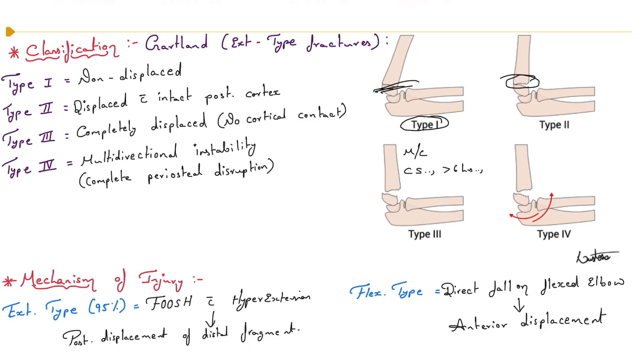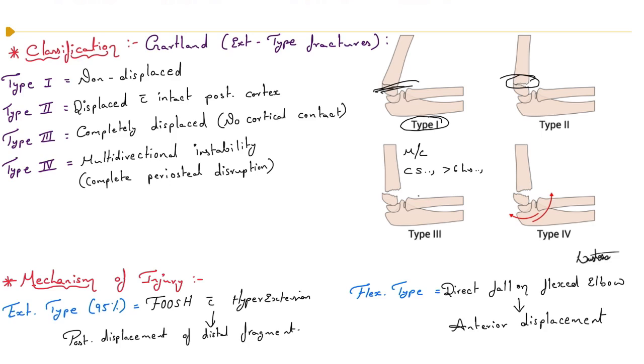Okay, so it's displaced with intact posterior cortex of the humerus distal part. Okay, next one, type 3. In type 3 we can see that the fracture is most commonly completely displaced and there is no cortical contact.